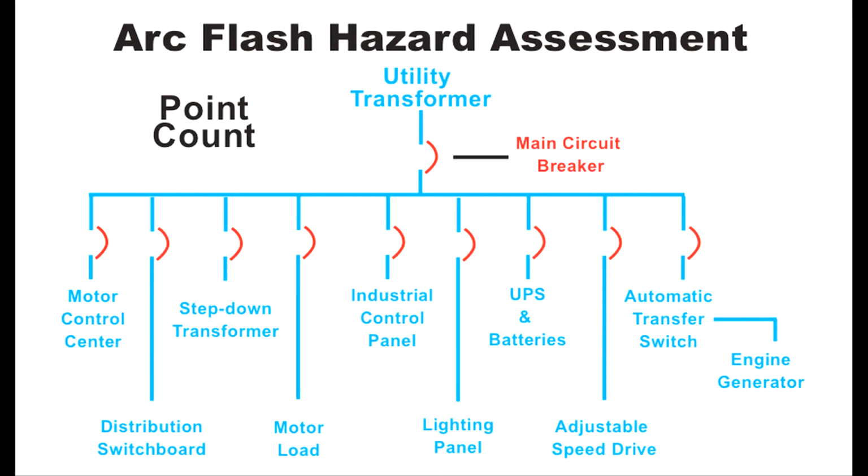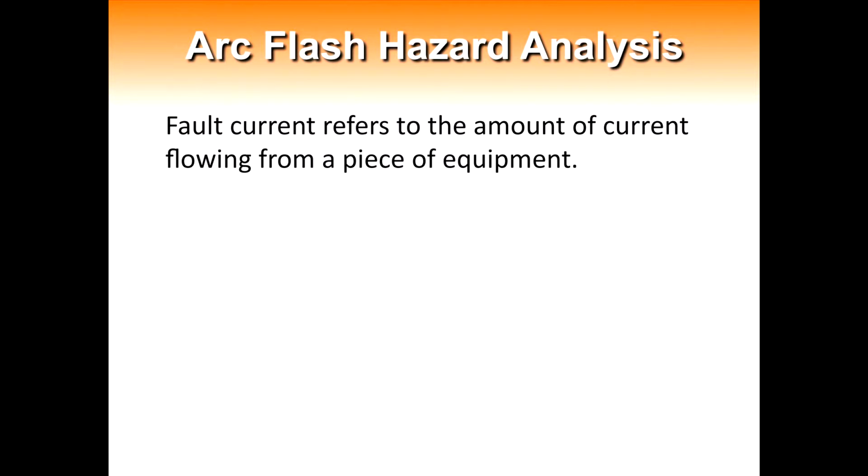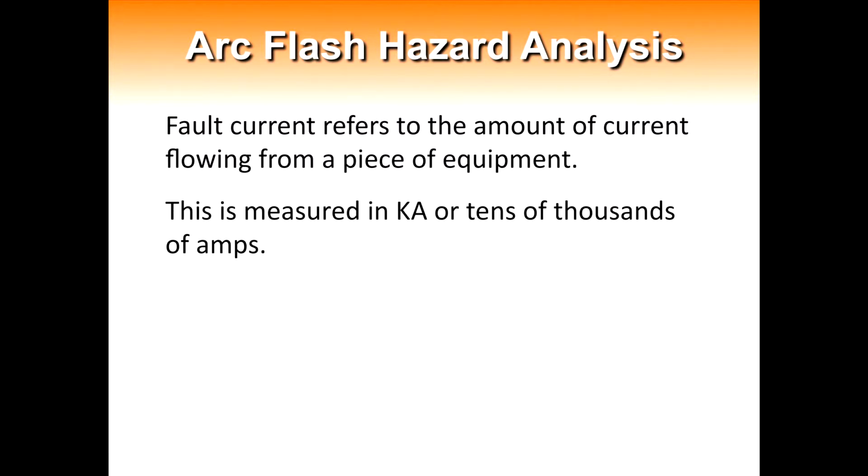Here notice both the blue and red areas on our simplified one-line diagram. The blue indicates where fault current is examined throughout the facility. The red is the coordination to show when the breakers will turn off if we have a 3-phase fault or a single-phase fault. Remember that fault current refers to the amount of current flowing from a piece of equipment. This is measured in kA, or tens of thousands of amps.